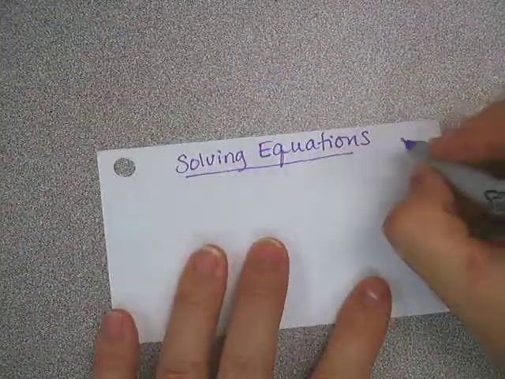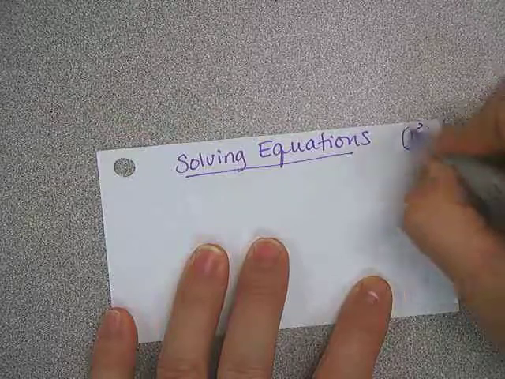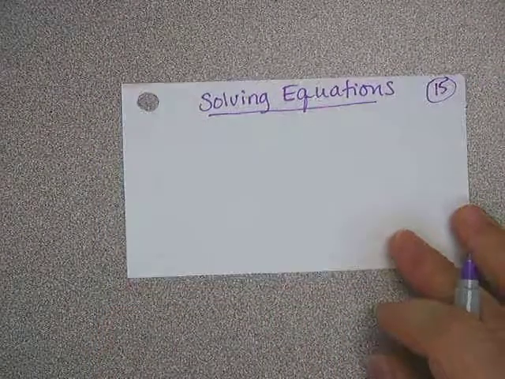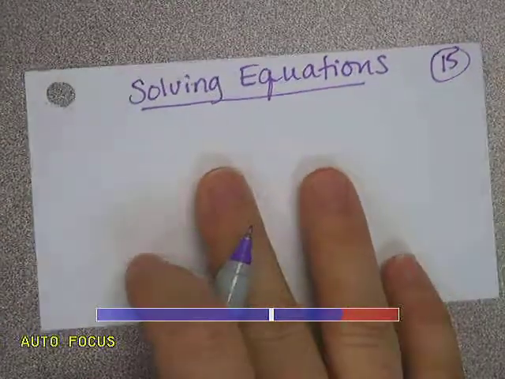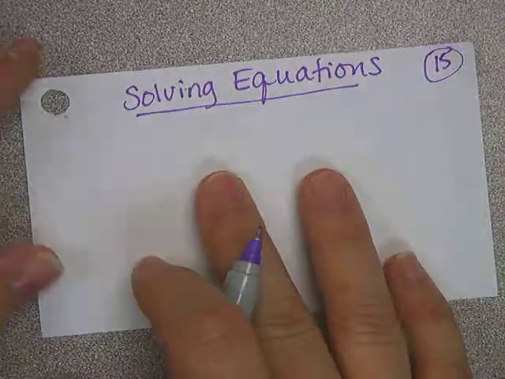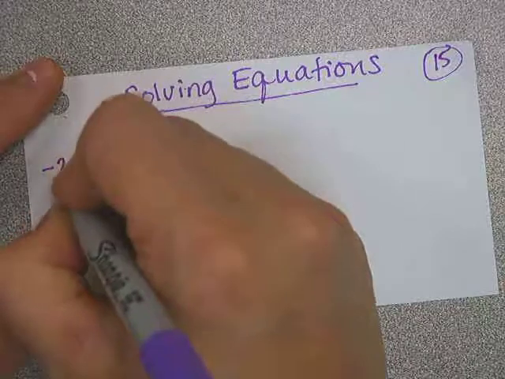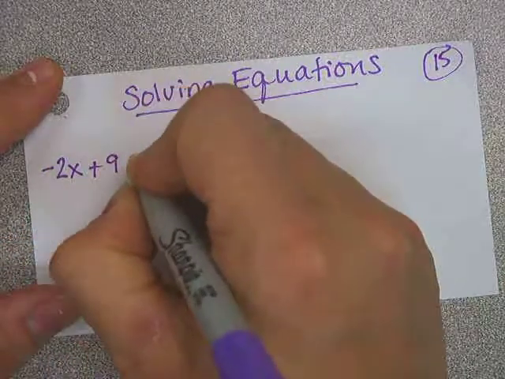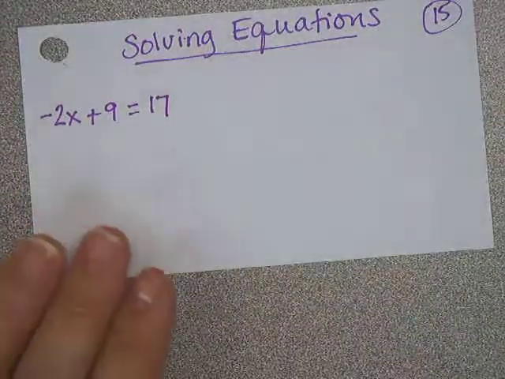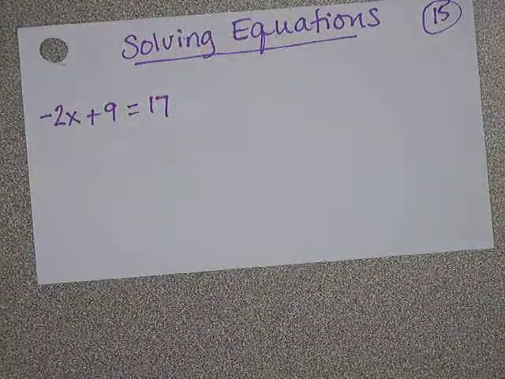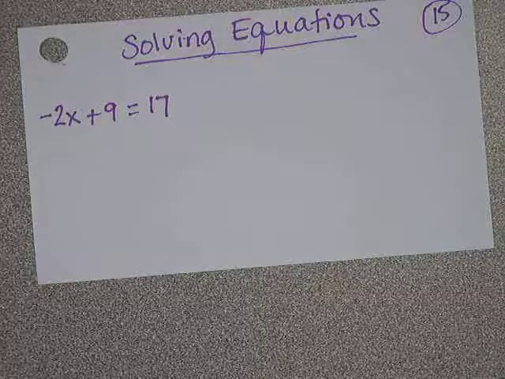So we are on vocab card 15. So if you can label 15, and this is called solving equations. So we're going to do a little bit of a review on solving equations. Okay, so we're going to start with this equation. Negative 2x plus 9 equals 17.